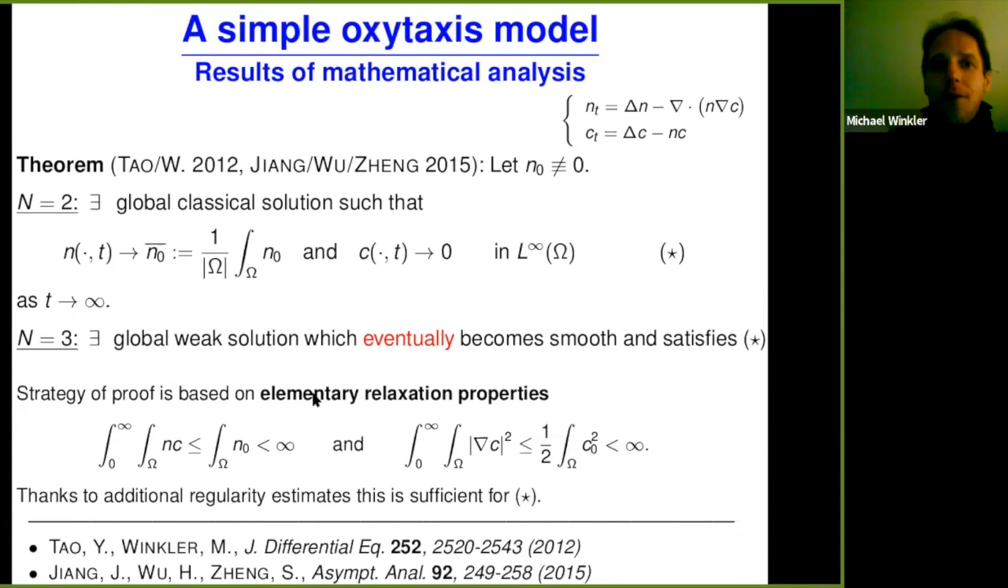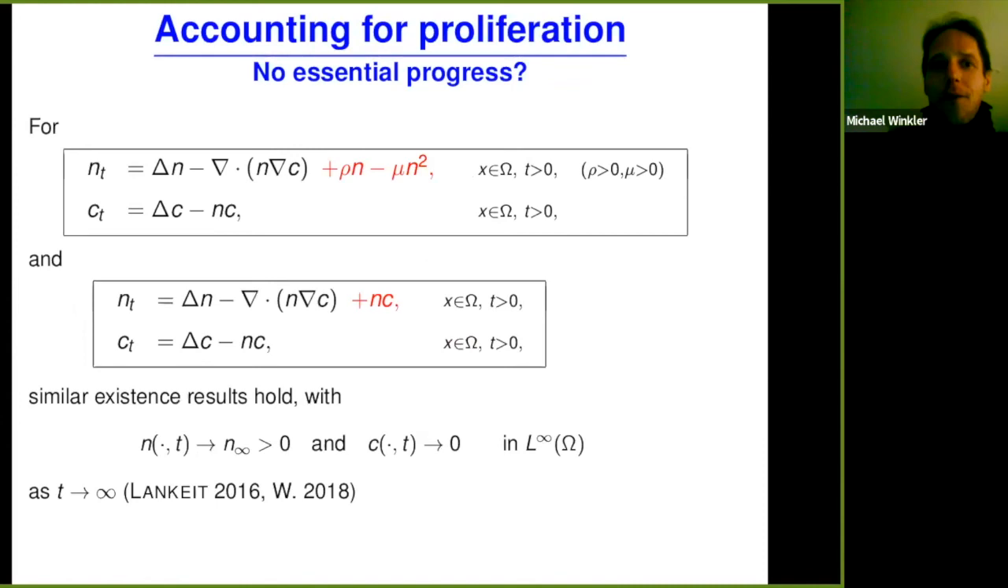Okay, go back to biology. This is maybe not the right model to describe either the things that we have seen in the droplet or that we have seen in the snowflake situation. Then you may again go to the literature. This simple system was too simple. Then you see some papers, they suggest logistic source terms. Maybe the plus rho times n and minus mu n squared changes the game.